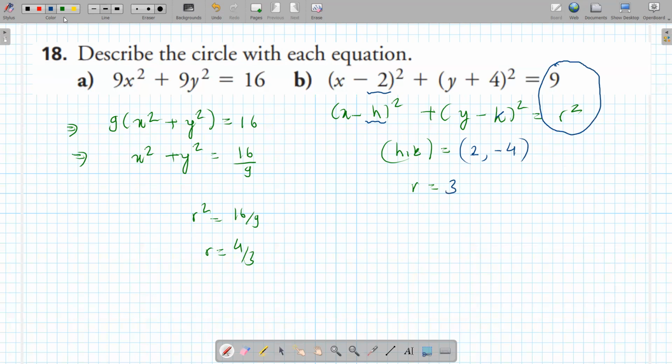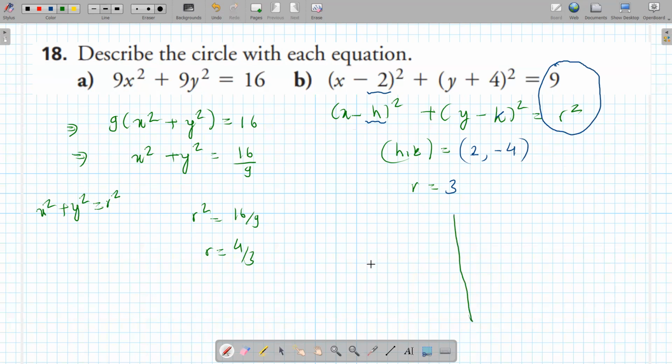Over here, we had to pull out a 9 because this is not in the right form. It needs to be x squared plus y squared equals r squared, right? You can't have any number multiplying in front of x squared and y squared. That's why we had to pull out a 9. But here, this is okay because there's no number outside of it. So the radius is 3, right?